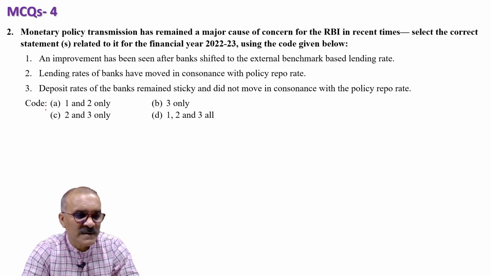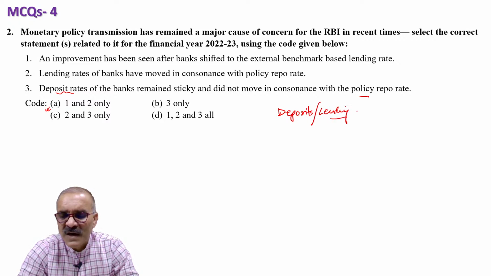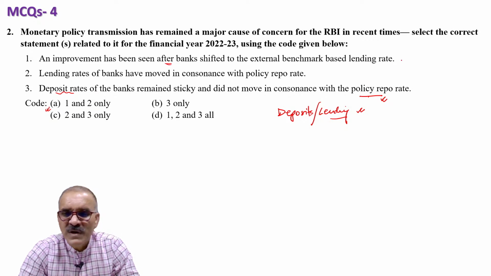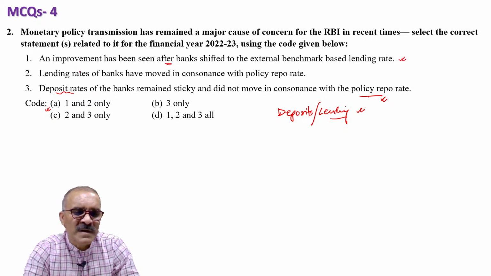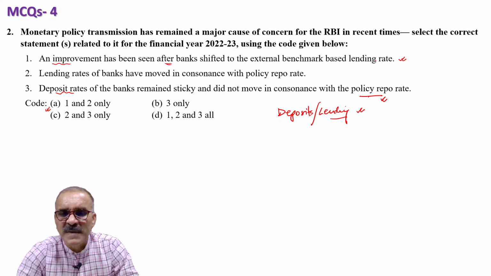Rahul is all correct. Actually, deposit rates have also moved in consonance with policy rates. It means that banks' deposit and lending rates, both, have moved in consonance with the policy repo rate. Because statement 1, if you read it carefully, is a sweeping general statement. An improvement has been seen after banks shifted to external benchmark based lending rate, that is known as EBLR.